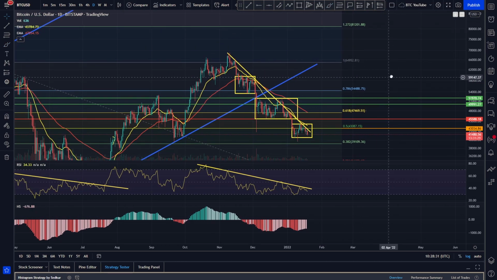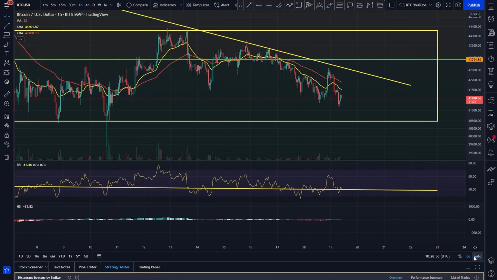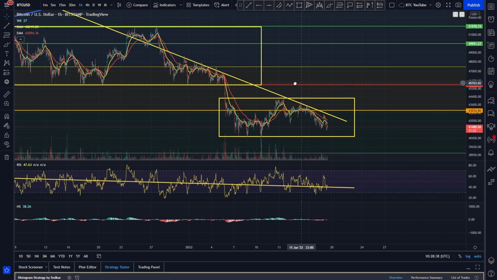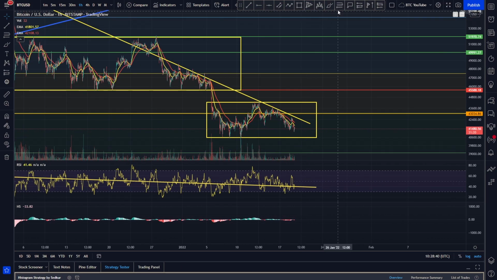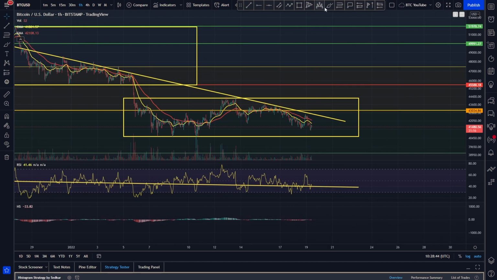Because right now, we're looking horribly overextended to the downside, and we do think sooner or later that Bitcoin is going to have that renaissance that everyone is looking for. So we'll take a look at the hourly time frame quickly for our short-term price predictions.